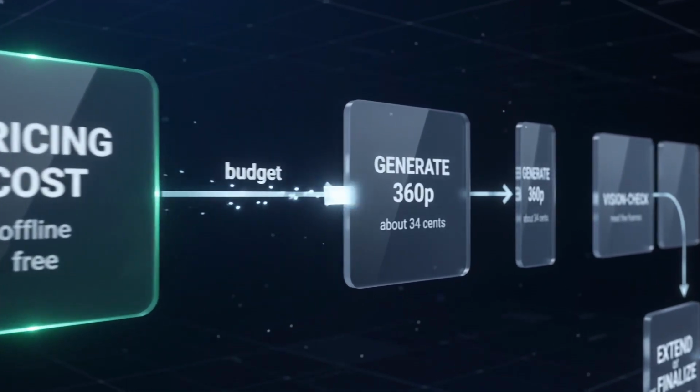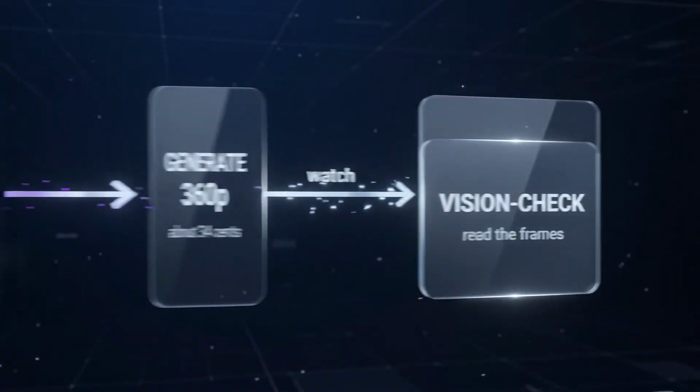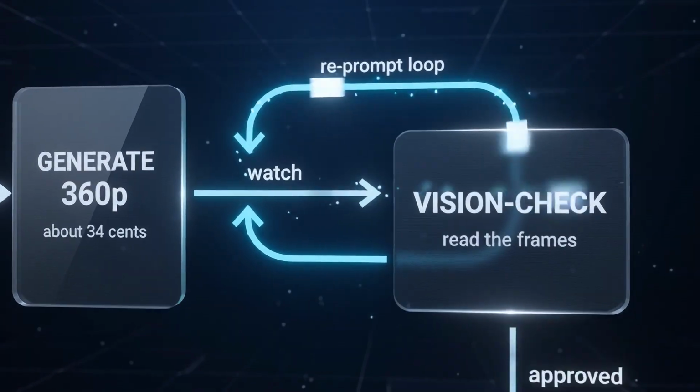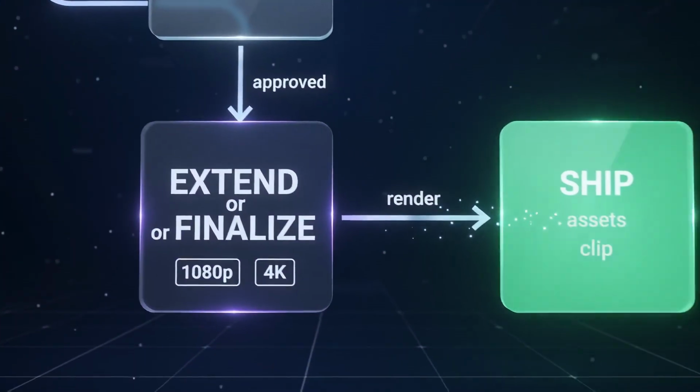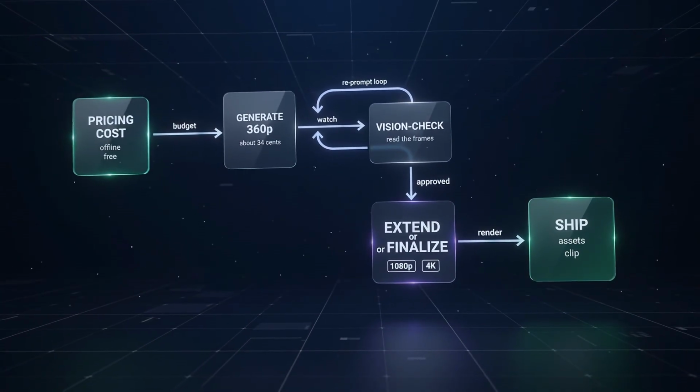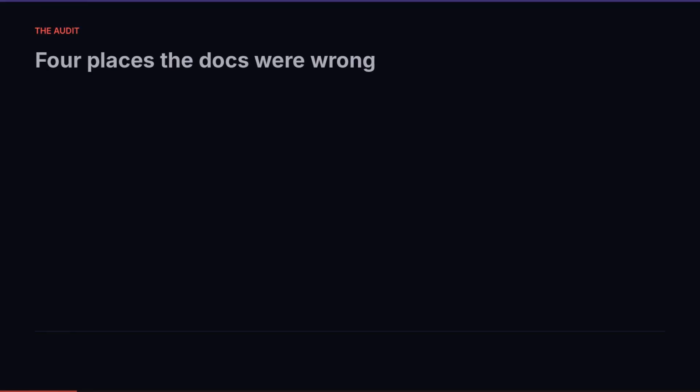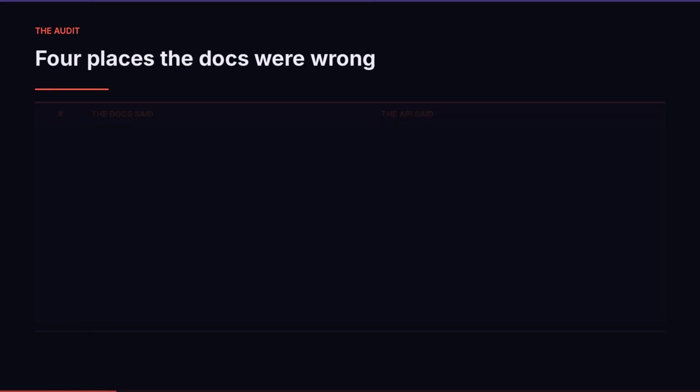And the usage loop is the design itself. Price it offline, draft it at 360p, read the frames, and only then pay for the finalize. And then the audit. 4 separate times Google's documentation and Google's live interface flatly disagreed.